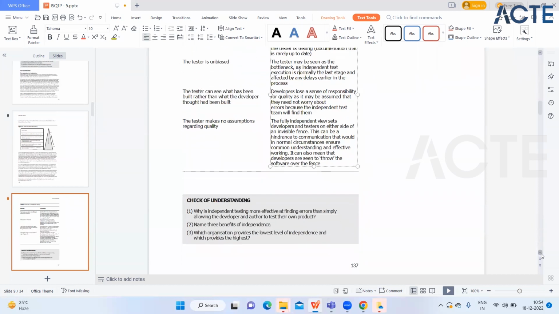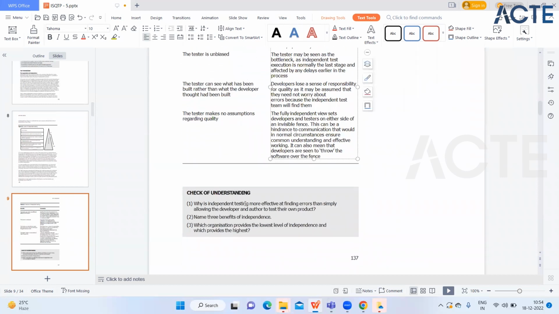Now, this is the check of understanding. What is independent testing? Why is independent testing more effective at finding errors than simply allowing the developer and author to test their own product? So, we have learned that if someone is more independent, then he or she will definitely find more errors than if you check your own work.